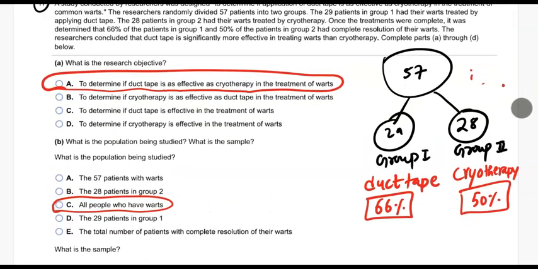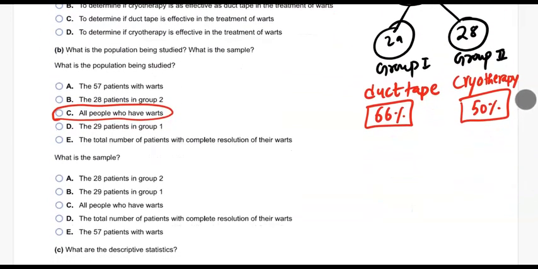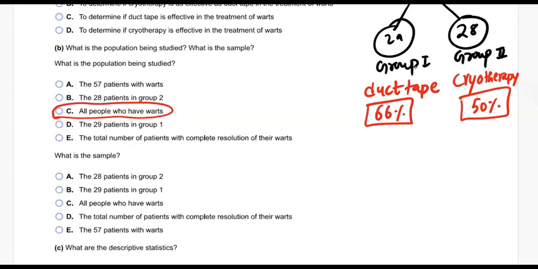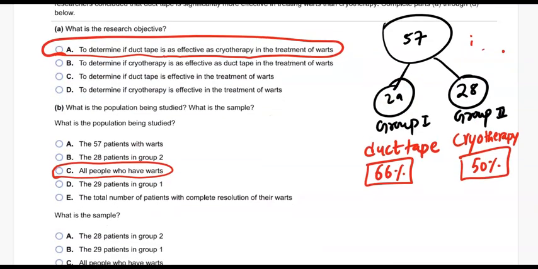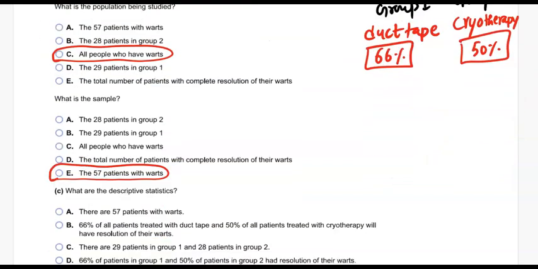And the sample, obviously, is 57 people. We divide them into two groups. So the number of people in the sample is 57, 57 people with a wart. Of course 29 and 28 are samples too, since we divided them into two groups, but the main sample is 57.